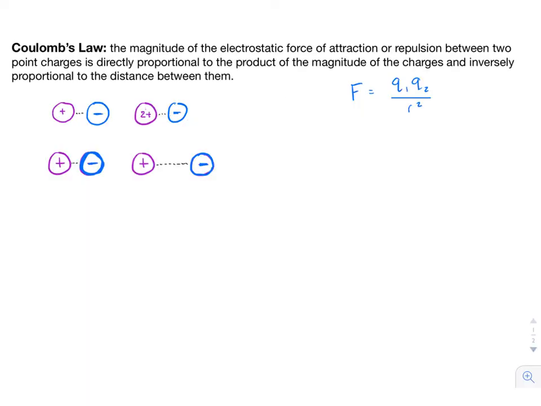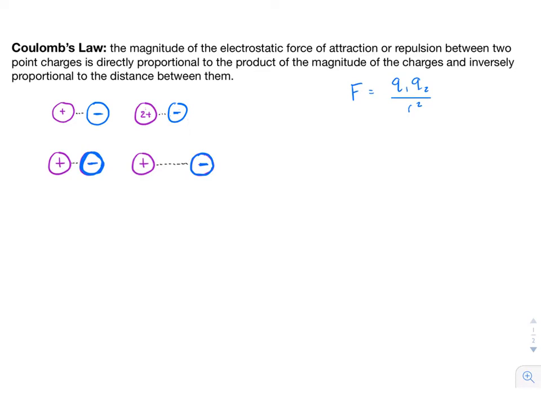So before we can really talk about periodic trends, we actually need to understand how the subatomic particles, protons and electrons, interact with one another within an atom. And what we need to understand is something called Coulomb's law.